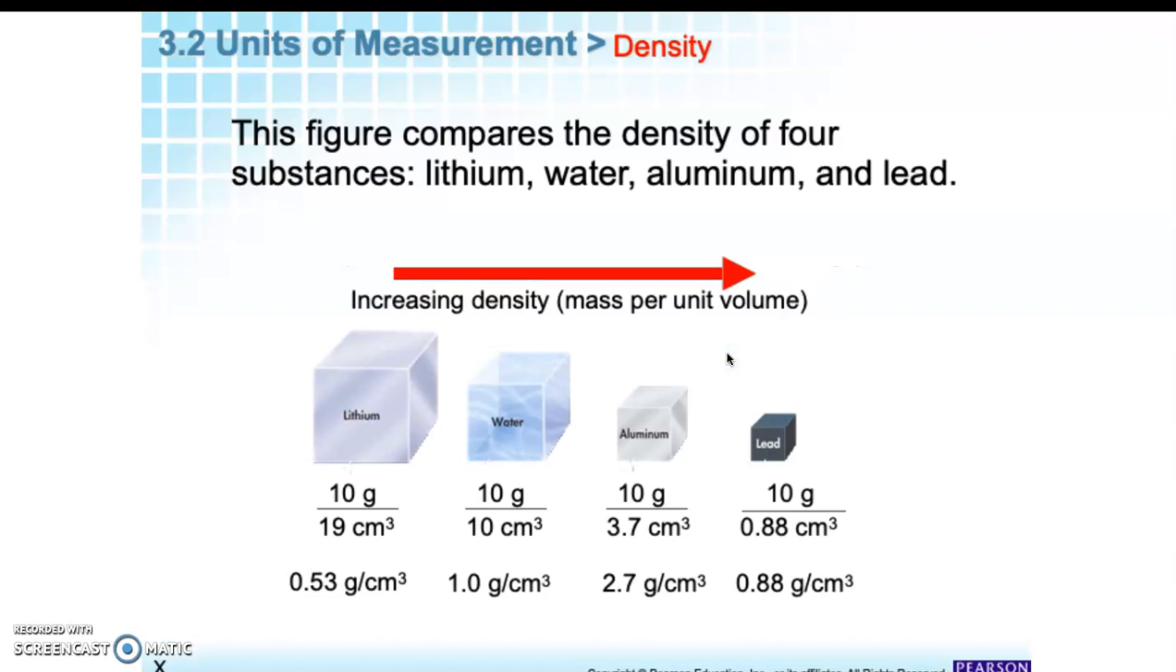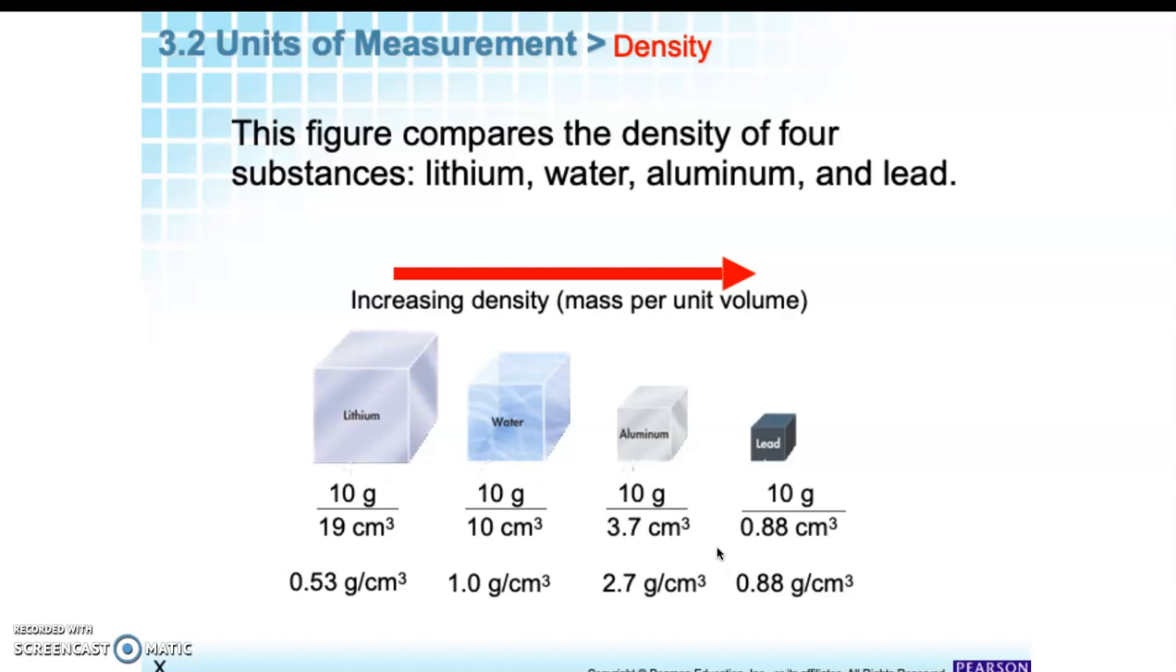Now, if we want to compare the density of 4 substances, we've got lithium, water, aluminum, and lead. Things to understand is that here we have 10 grams of each, but 10 grams of lithium takes up almost twice as much space as 10 grams of water. And that's just, when you stuff them all together, that's what happens. So as you can see, aluminum takes up less space, and then 10 grams of lead takes up very little space. So when you take the same amount of mass and put it in a smaller space, you get increasing density.